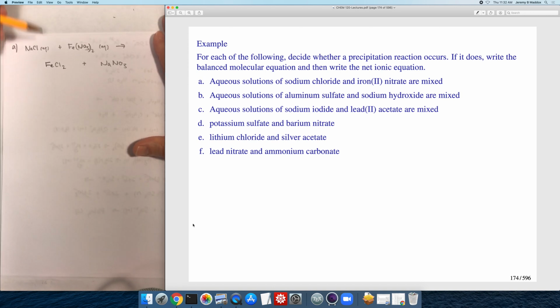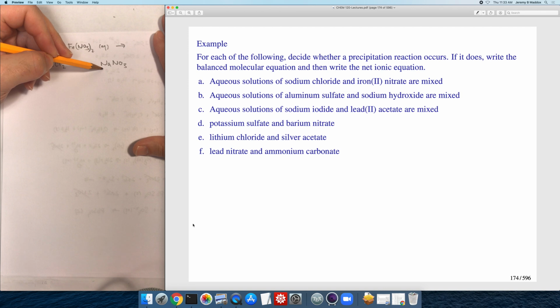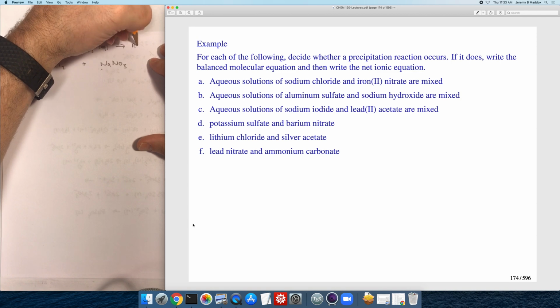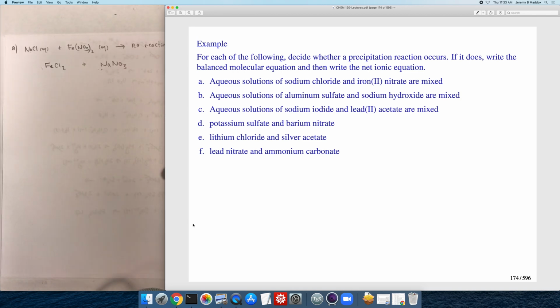And then we're going to ask ourselves, is this a soluble compound or not? Is this a soluble compound or not? The answer in both cases is no, they are not insoluble. This is a halide. Halides are generally soluble with a couple of exceptions. Iron is not one of them. Sodium is a group 1 cation. Group 1 cation compounds are always soluble. So for this mixture here, when you mix these two solutions, you wind up with no reaction. So no precipitation will occur in that case.